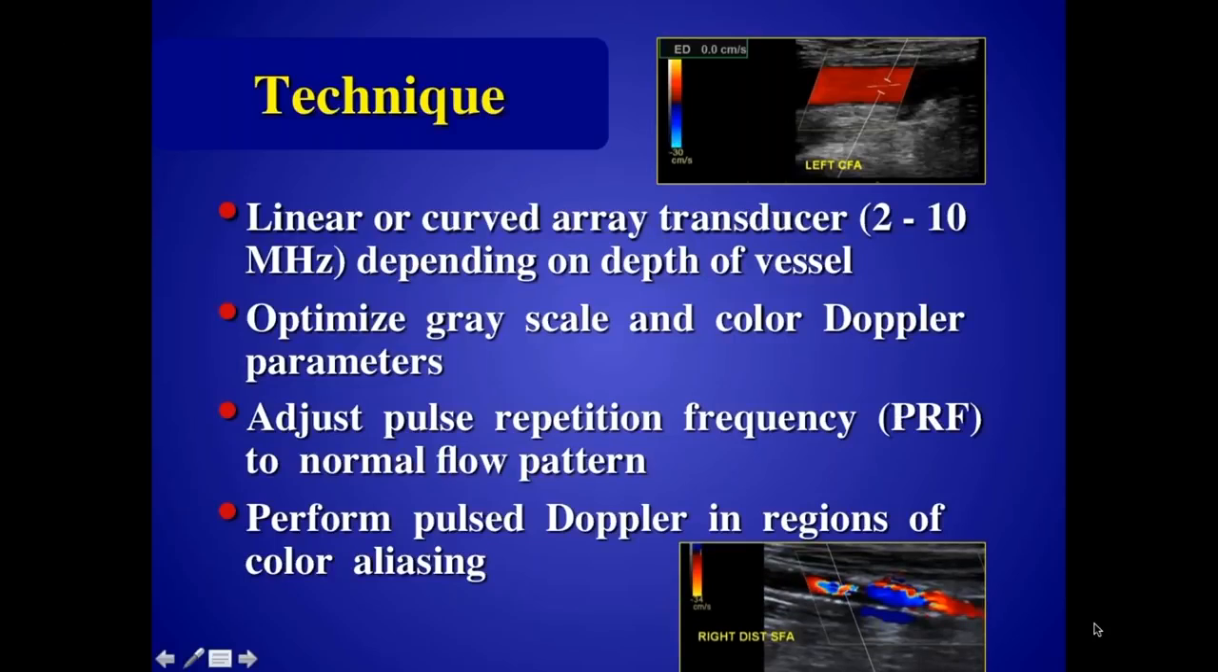As we see here in this example, there's an aliasing signal in the distal superficial femoral artery, with disturbed flow distal to it. So we want to get the highest peak systolic velocity to grade the lesion. We're going to place that sample volume inside the lumen, angle correct to the direction of blood flow in the vessel, to see what the peak systolic velocity is at that point.